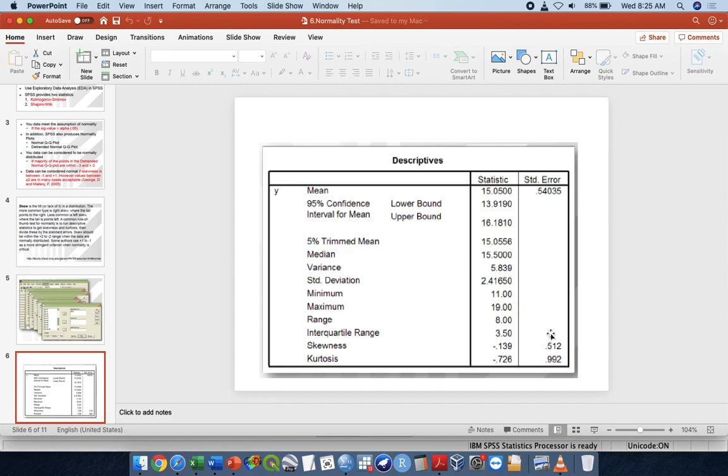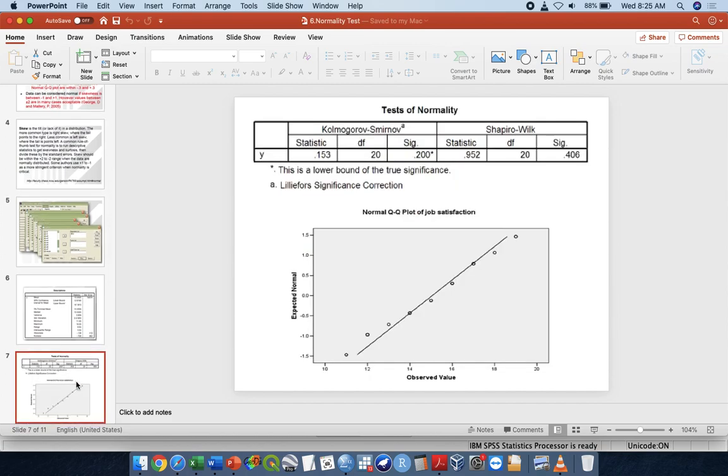When you multiply the standard error of the given skewness by 2, you compare it with the statistical skewness that is already reported in your SPSS. If you find that your standard error times 2 is much higher compared to your statistical skewness, that indicates the normality assumption has been met. This is an example of the normality test using the Kolmogorov-Smirnov statistic and also Shapiro-Wilk.